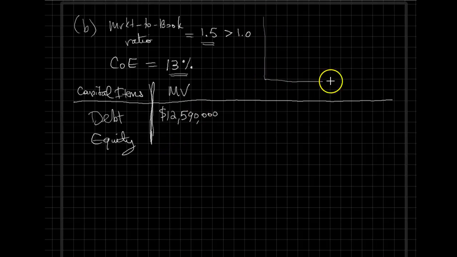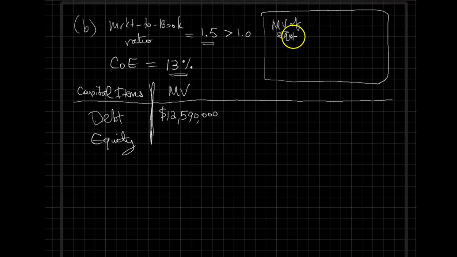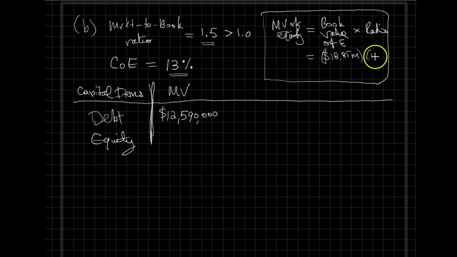So let me open a side box here. The market value of equity is equal to the book value of equity times the ratio. So the book value, if you recall, was 18.85 million. So you multiply it with a 1.5 market to book value ratio, you get that the market value of equity is now $28,327,500, and we plug that number in.